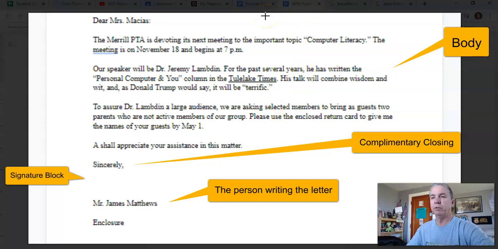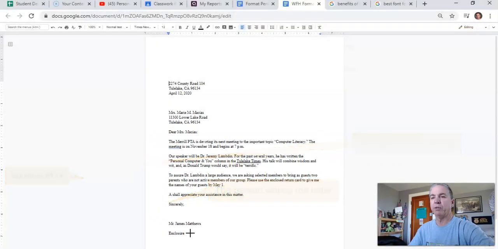So that's a quick overview of how the letter is going to look using Google Docs. In the next video, we'll take a look at setting the margins and then preparing to format a personal business letter.